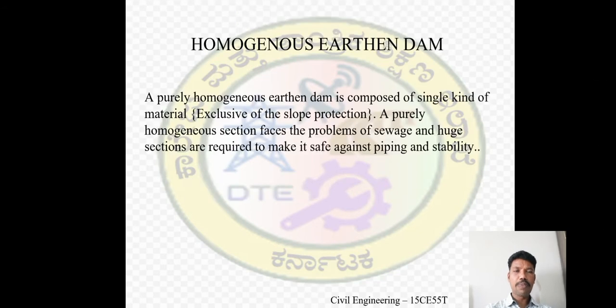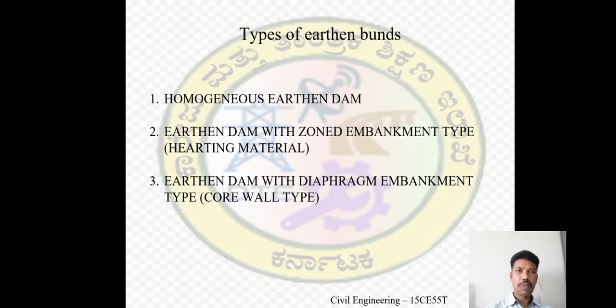Then we have the types of earthen dam. We have 3 types of earthen dam, namely homogeneous earthen dam, earthen dam with zoned embankment or with hearting, then we have an earthen dam with diaphragm embankment. Like that, we have 3 types.